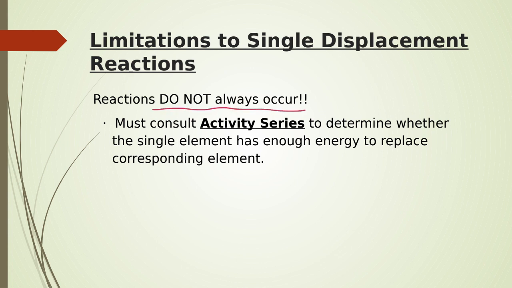And the only way for you to know if the reaction will occur or not is you have to consult an activity series. So I call it an activity series. Some people call it a reactivity series. It is essentially a list of elements that are ordered from most reactive to least reactive.